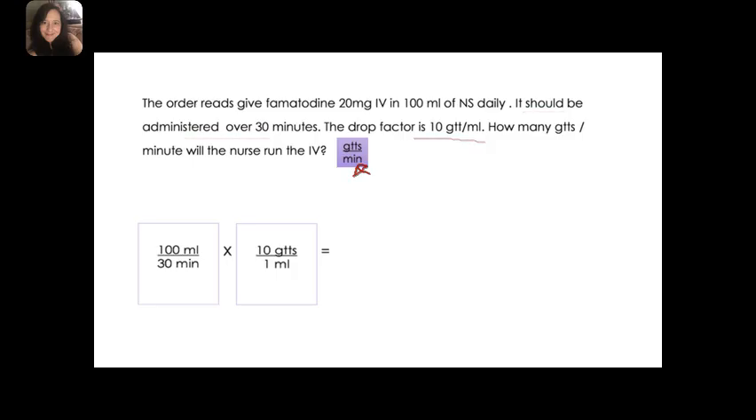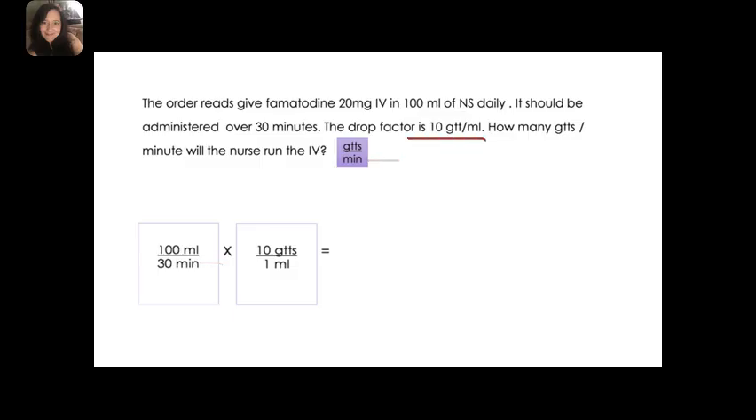The important piece of this order is the 100 mils because if you consider it, this medication has been placed within that 100 mils, so it becomes non-essential to the administration time. So it'd be 100 mils, and I put that over 30 minutes. So when you have this set up as such, we're already working towards getting our minutes in the denominator. Now we need to get rid of mils and we need to get drops in that equation so we can solve correctly. So we do know the drop factor is 10 drops per mil.